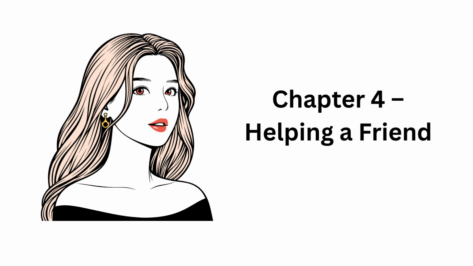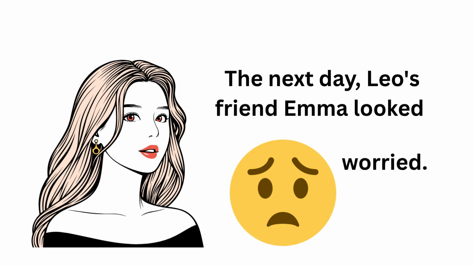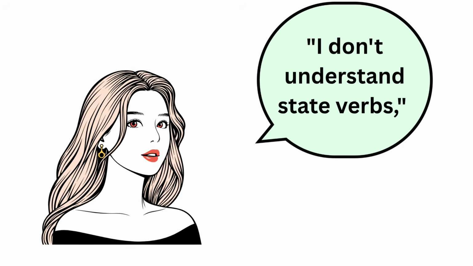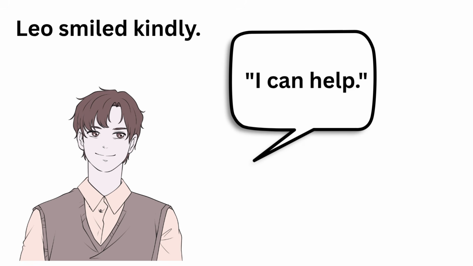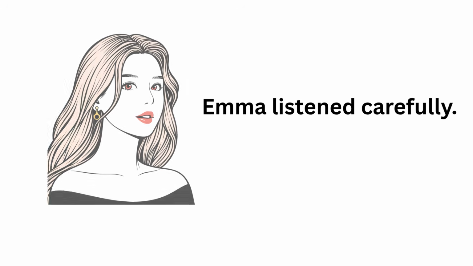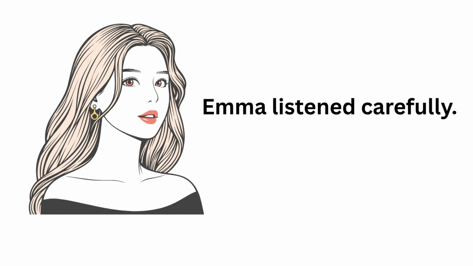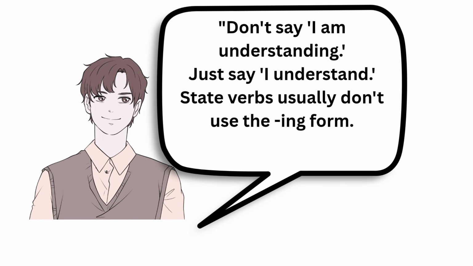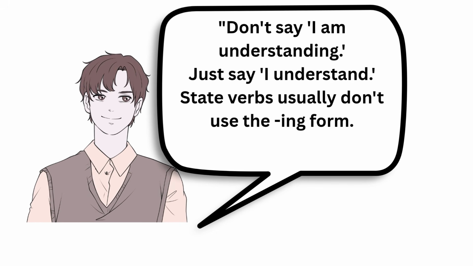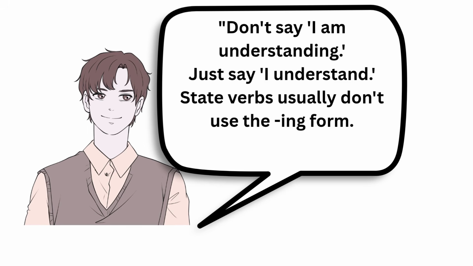Chapter 4. Helping a Friend. The next day, Leo's friend Emma looked worried. I don't understand state verbs, she said. Leo smiled kindly. I can help. Emma listened carefully. Leo explained. Don't say I am understanding. Just say I understand. State verbs usually don't use the ing form.